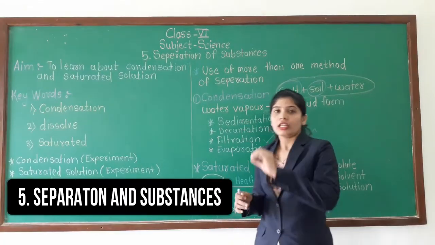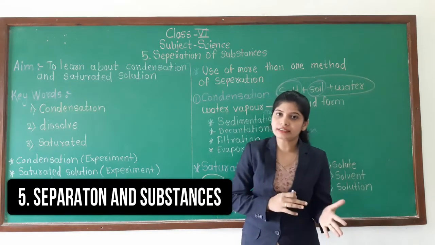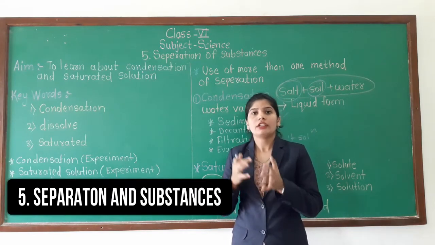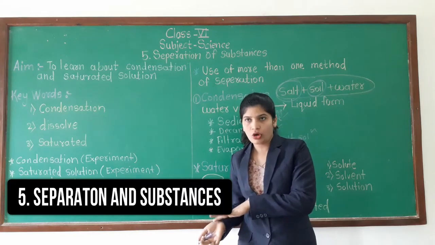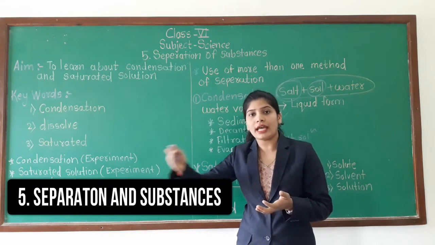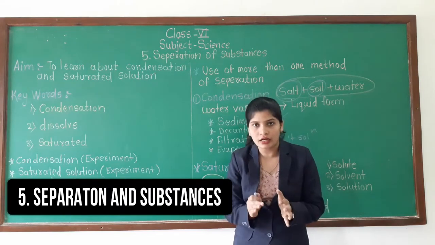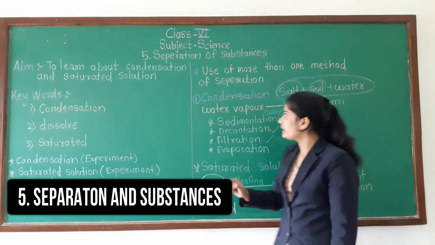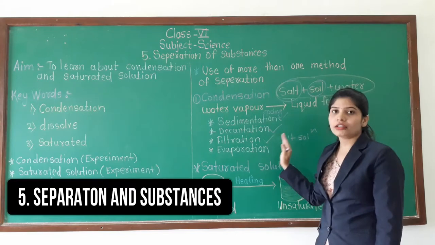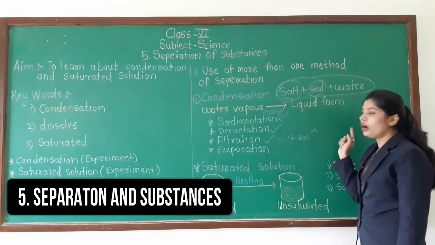Water droplets are collected on windows and on your vehicles in the winter season or sometimes in the rainy season. Why? Because the temperature inside the vehicles or inside the house is different from the temperature of the outside environment. That's why the water vapors present in the air are converted into liquid form through the process of condensation. Understood? So I hope you have learned the condensation process, where water vapors are converted into liquid form.